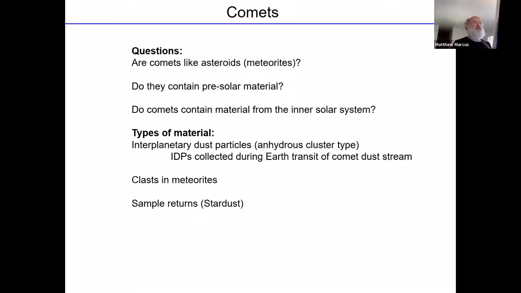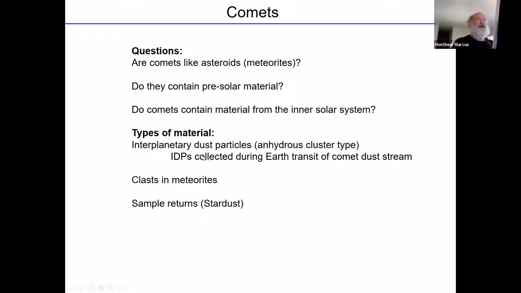Now, I mentioned comets, and they themselves pose some interesting questions. Are they like asteroids? It was one of the first questions asked, for instance, in the Stardust program. Do they contain pre-solar material? Pre-solar material is stuff from other stars that got caught up in the solar nebula. Do comets contain stuff from the inner solar system? Comets have come from the outer solar system, but there may have been a lot of mixing in the early solar system.